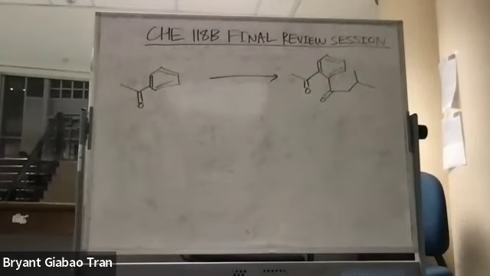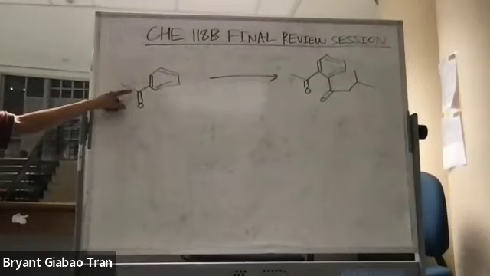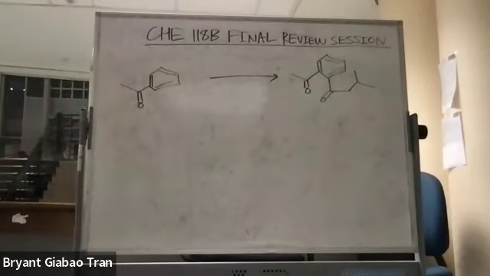So what directing group is that group right there? Is this an EDG or EWG? What is the partial charge of this first atom directly attached to the benzene ring? Partial positive. Partial positive is an EWG. So meta director, right.